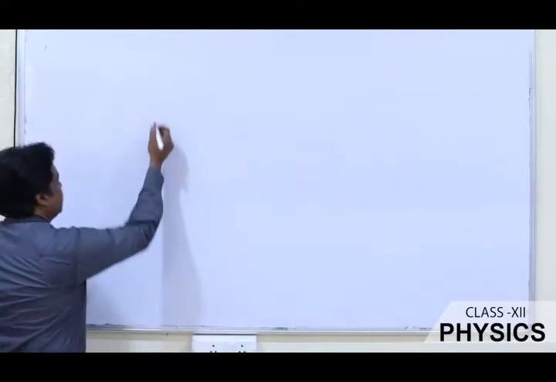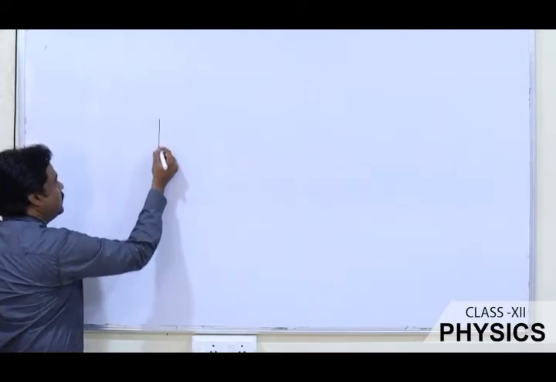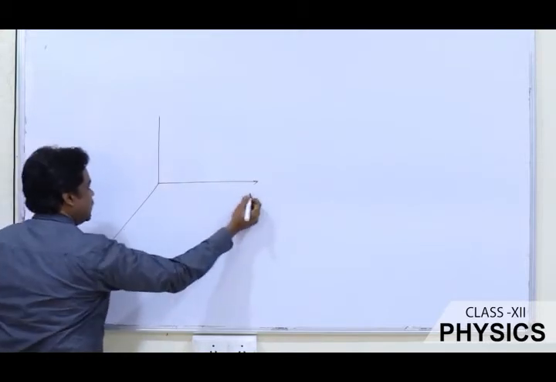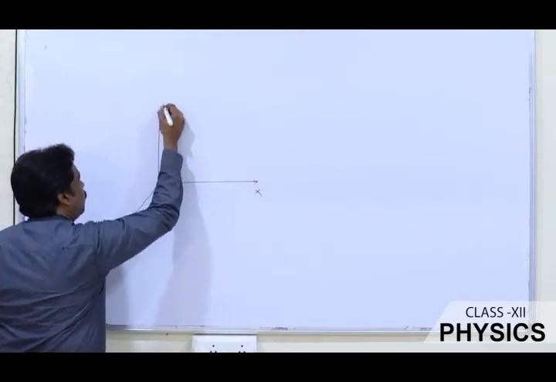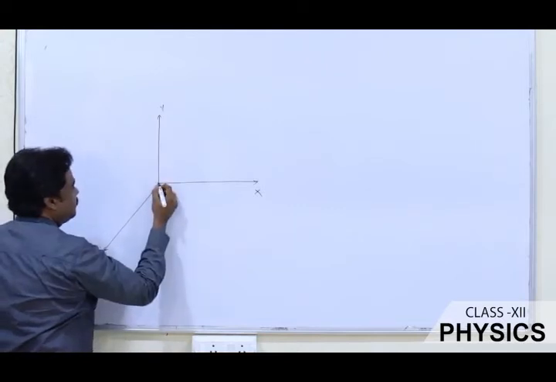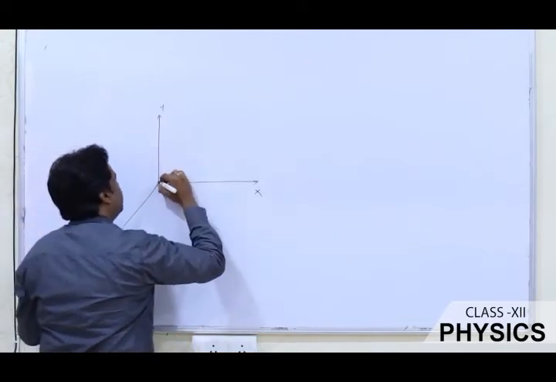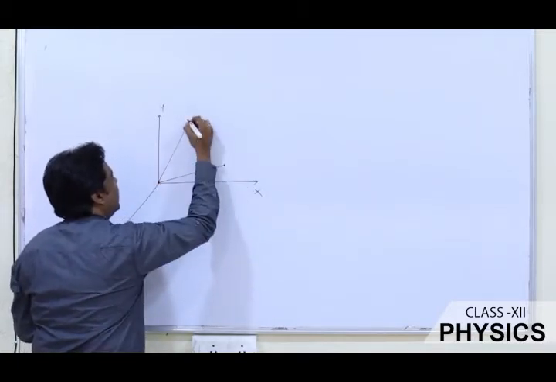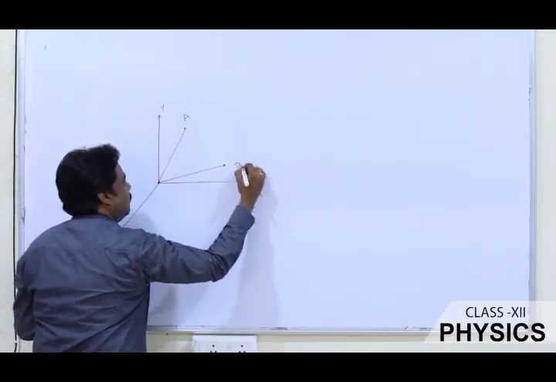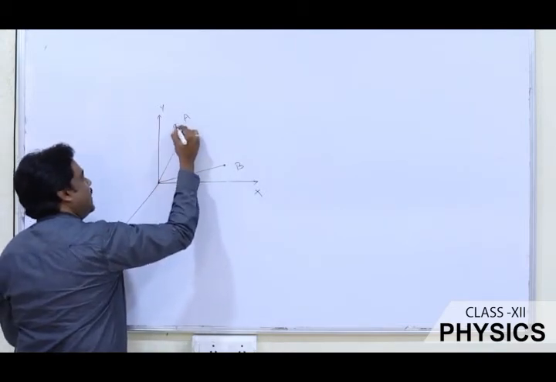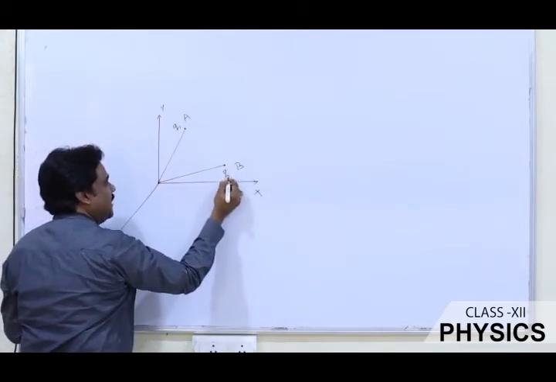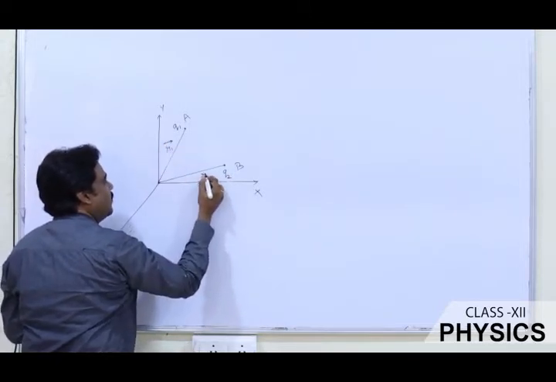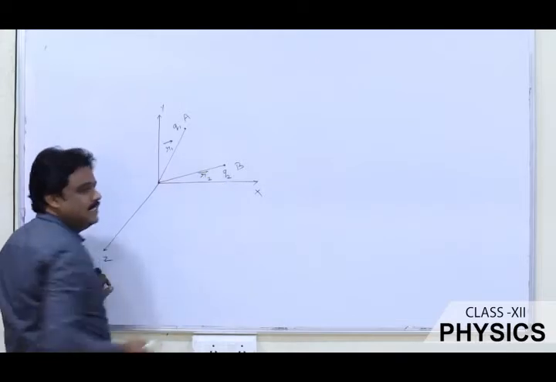So let us suppose that I am going to assume a coordinate frame, say x, y, z. I am going to assume two locations, two positions, say A and B. Let a charge q1 be placed at A, and q2 be placed at B. The position vector for q1 is r1 vector, and the position vector for q2 is r2 vector.